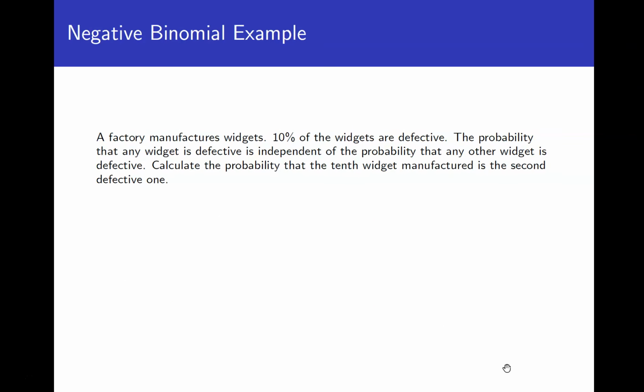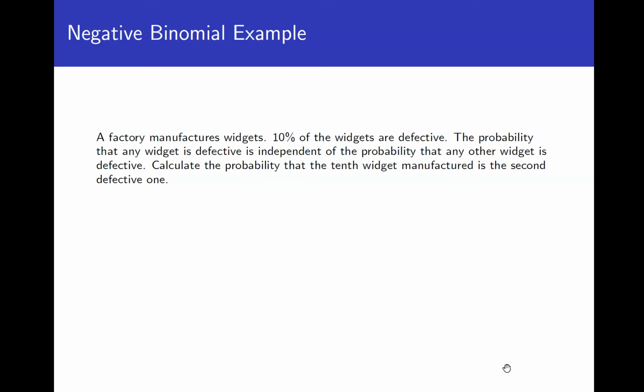So let's move on to a negative binomial example. In this case, we have a factory manufacturing widgets, but they don't do a very good job because 10% of them are defective. We are also assuming here that the manufacturing of one widget is independent of manufacturing any other widget, meaning that if one is defective, that has no effect on any other one being defective.